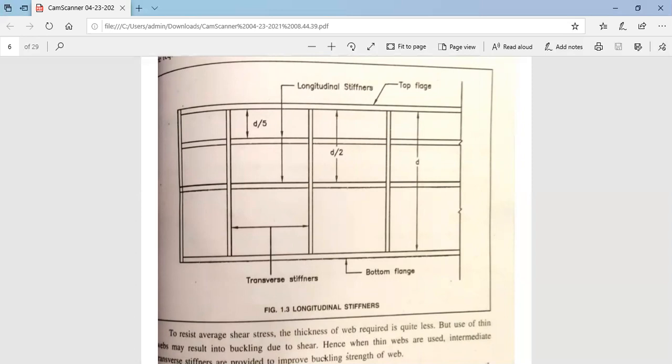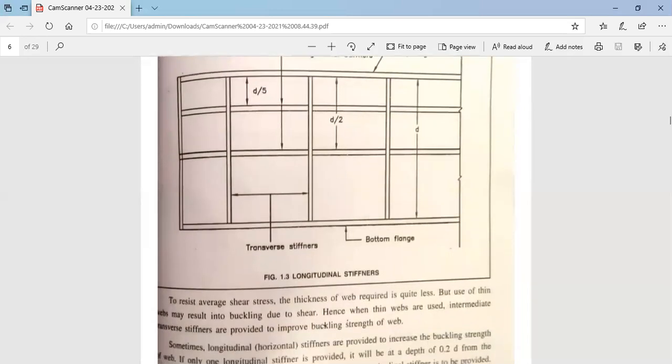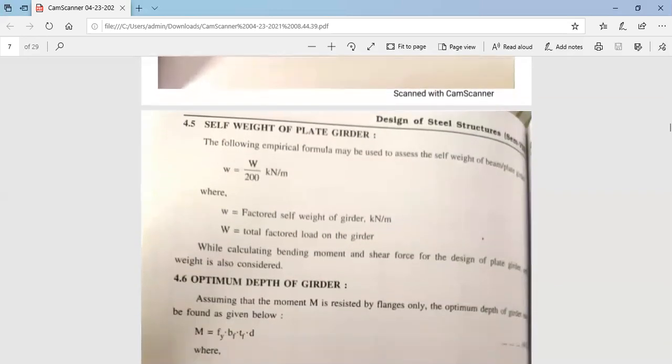So sometimes longitudinal, which is horizontal, stiffeners are provided to increase the buckling strength of the web. If only one longitudinal stiffener is provided, it will be at a depth of 0.2 D from the compression flange, where D is the depth of web. If another longitudinal stiffener is to be provided, it will be at the mid depth of the web, right? So web plate, flange plate, and stiffeners are all plates in the case of a welded plate girder. They are to be connected suitably by welding to form a single structural system, just for example, a plate girder.